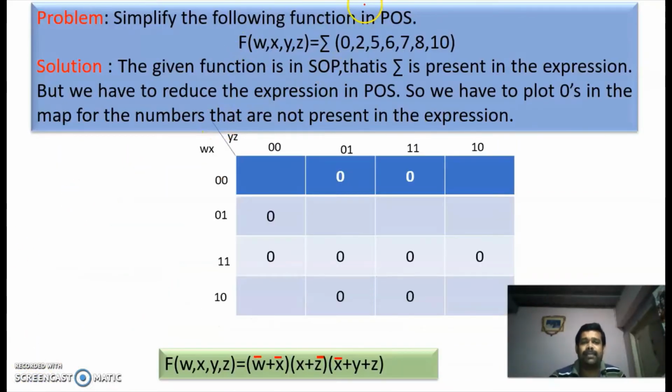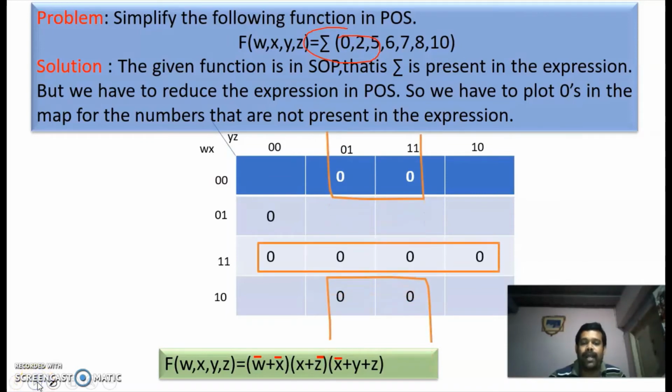So next there is a problem. Simplify the following equation in POS. The given question is in SOP. So we have to plot the numbers which are not present here with zeros, and we have to group, and we have to write the expression. So the given question is in SOP, then they are asking you to write in POS. So we have to write the numbers which are not present here, and we have to plot zeros since we are going for POS. Then we have to group, and we have to write the expression for the output.